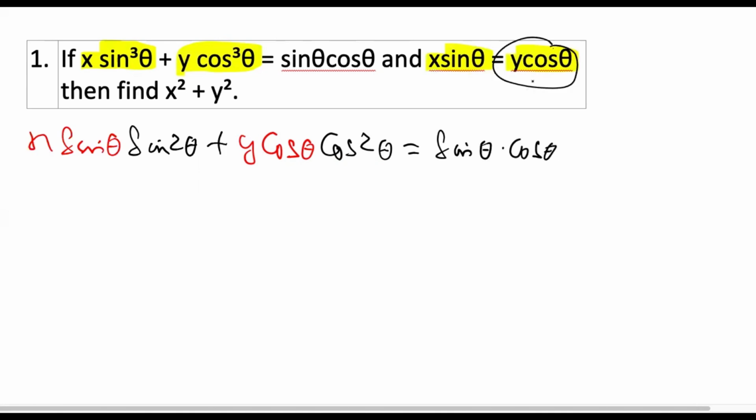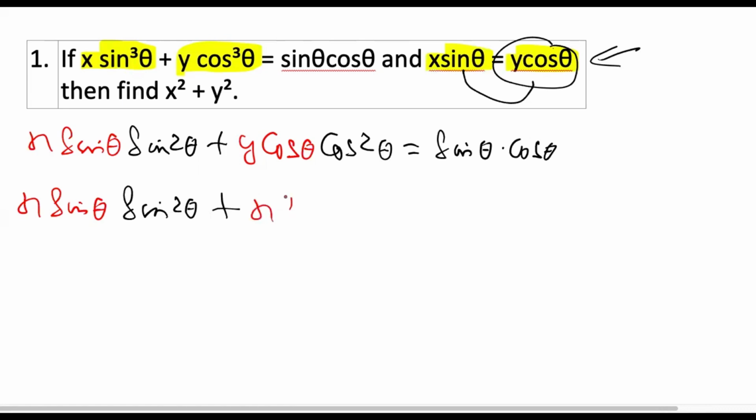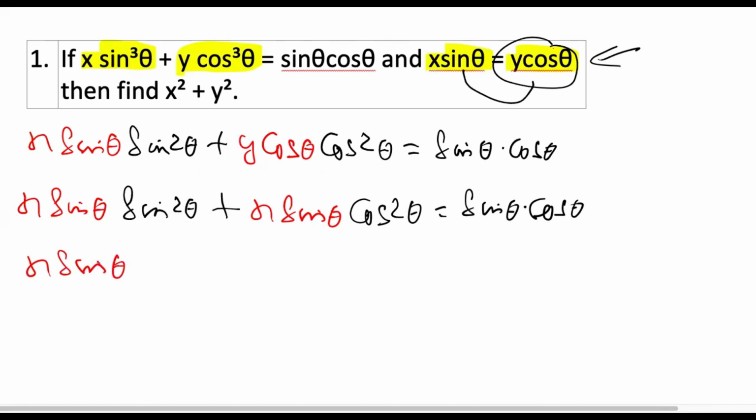I can write y cos theta as x sin theta, so that we get x sin theta as common. So if I write this as x sin theta times sin square theta plus, once again from here, I can write y cos theta as x sin theta, multiplied by cos square theta, is equal to sin theta into cos theta. Now from here we can take x sin theta as common.